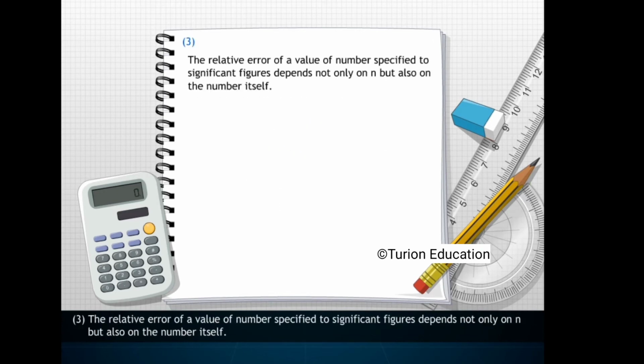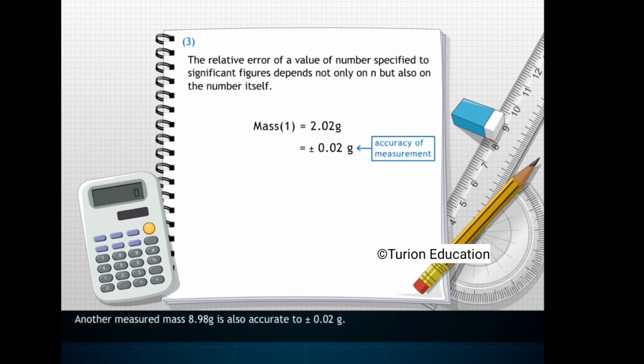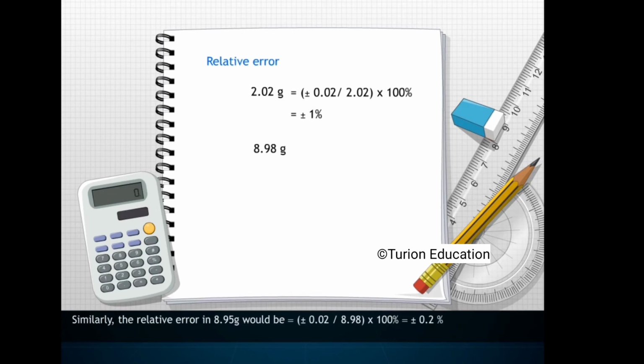Third, the relative error of a value of a number specified to n significant figures depends not only on n but also on the number itself. For example, for a measurement of mass 2.02 grams, the accuracy is plus minus 0.02 grams. Another measured mass, 8.98 grams, is also accurate to plus minus 0.02 grams. The relative error in 2.02 grams would be plus minus 0.02 by 2.02 into 100%, which equals plus minus 1%. Similarly, the relative error in 8.98 grams would be plus minus 0.02 by 8.98 into 100%, which equals plus minus 0.2%.